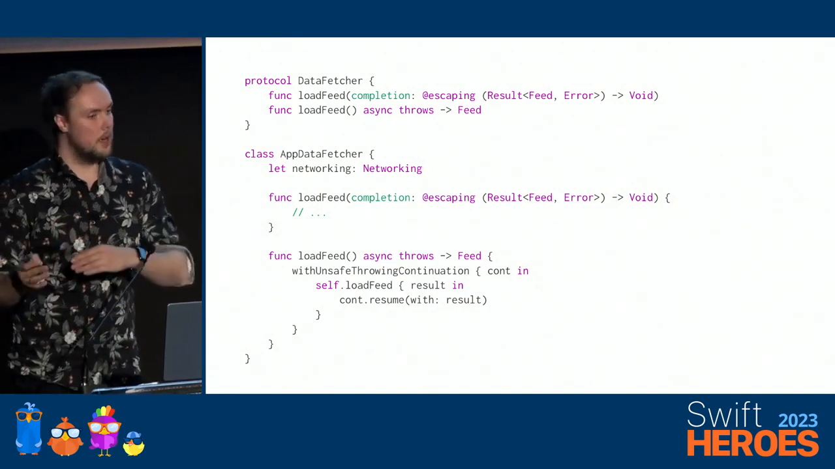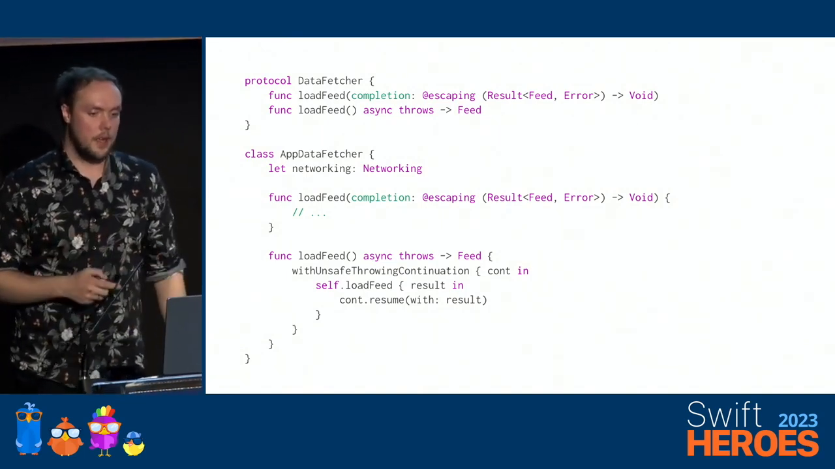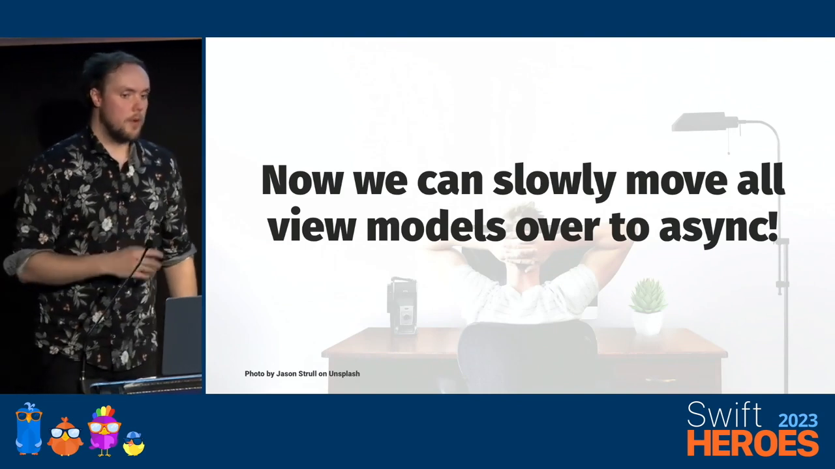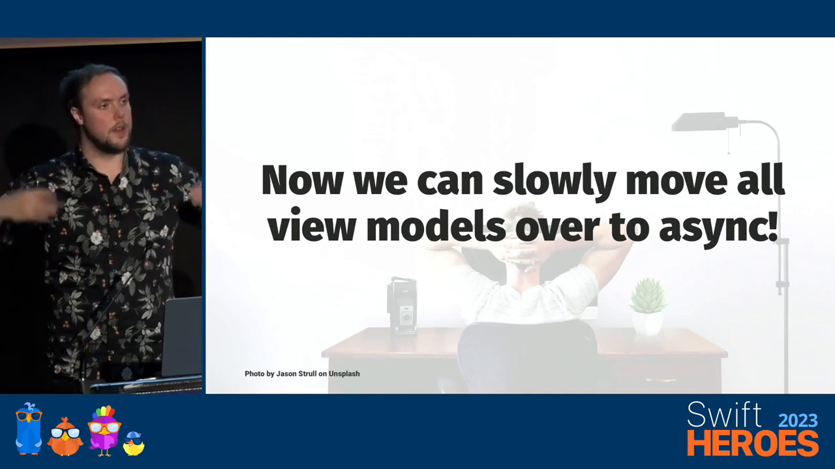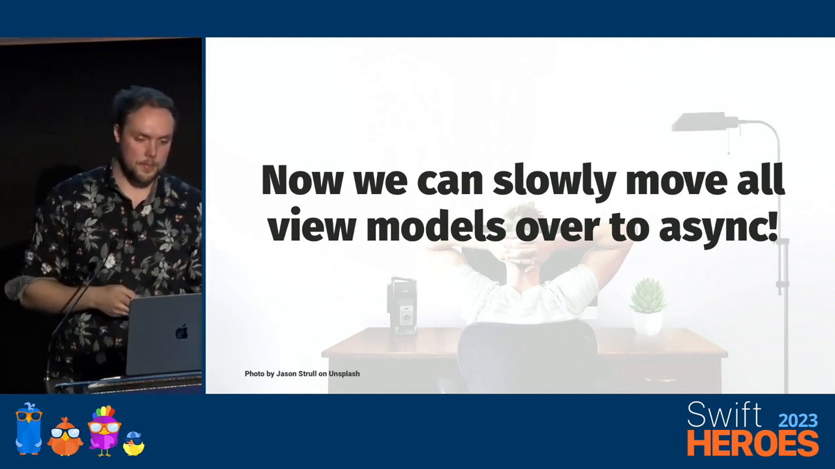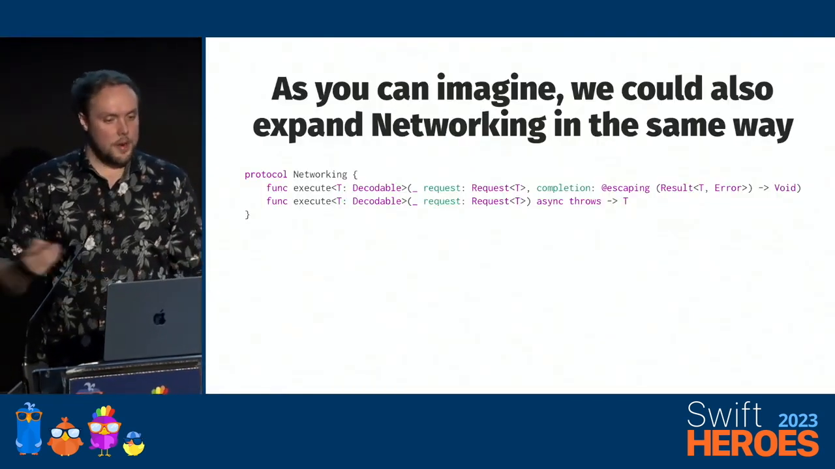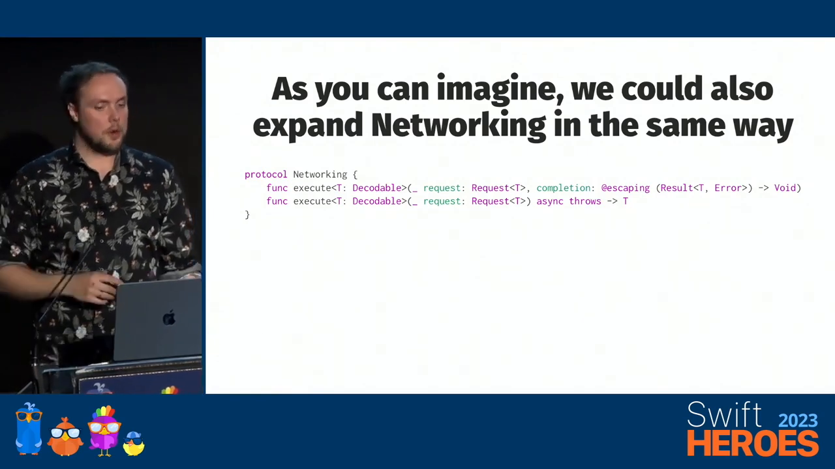So I'm still not refactoring everything. I'm still going layer by layer. I can now have stuff side by side. I can slowly start moving all my view models over to async. Once all the view models are migrated, I can go ahead and move the next layer and work my way in. As you can imagine, we can expand networking in the same way.